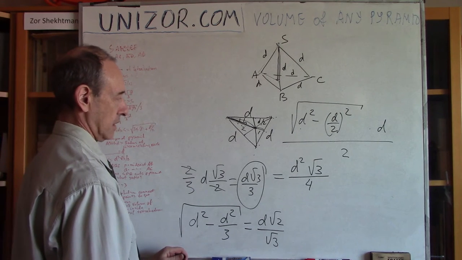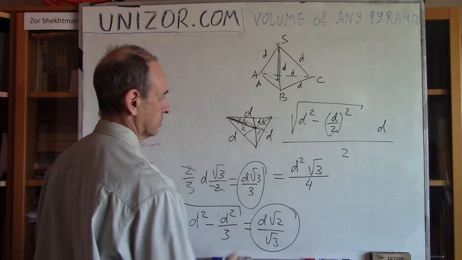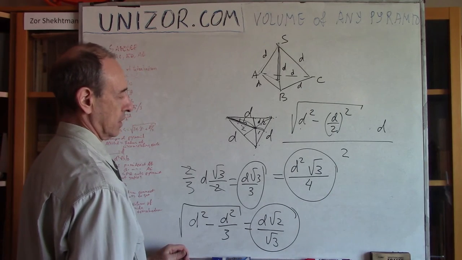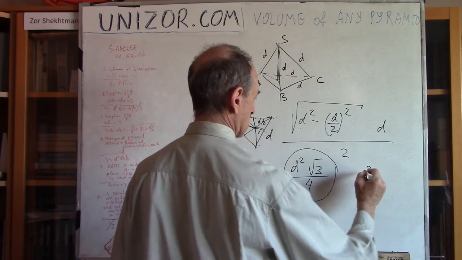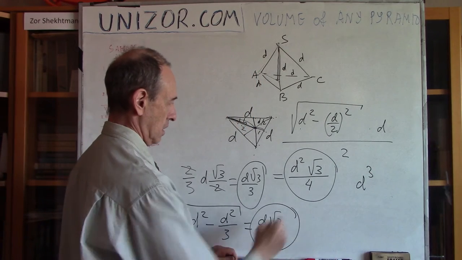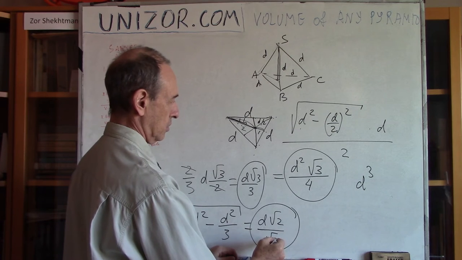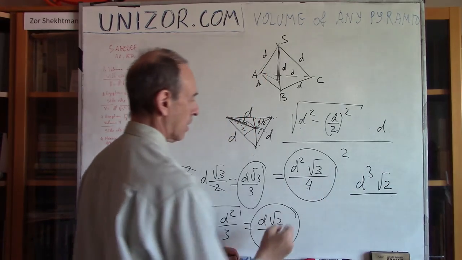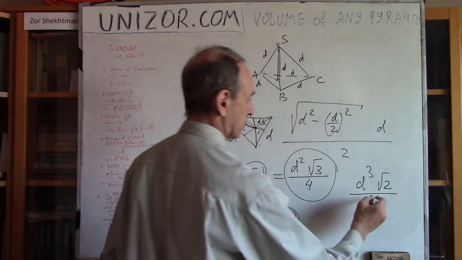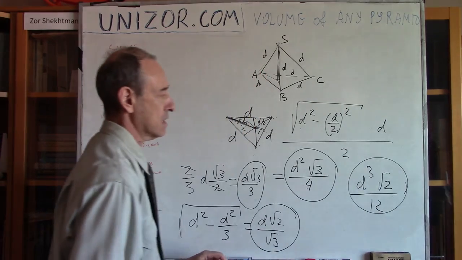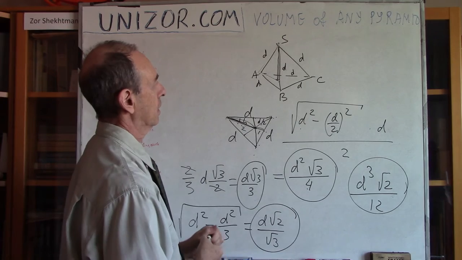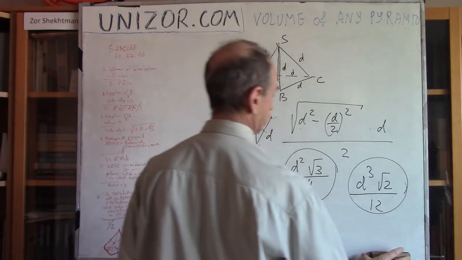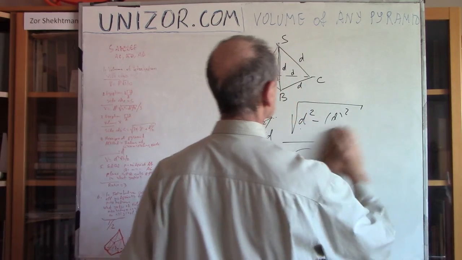Now, what's next? Next, I have to multiply my altitude to the area and divide by 3. So it will be d to the power of 3. Square root of 3 would cancel each other. Square root of 2 will remain. And 4 times 3, I have to divide by 3, would be 12. So this looks like this is a volume of the tetrahedron with all equal edges. That's it. Next.